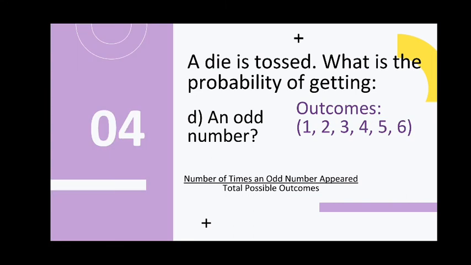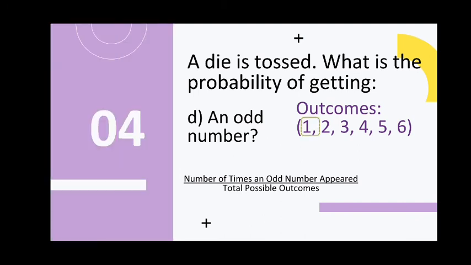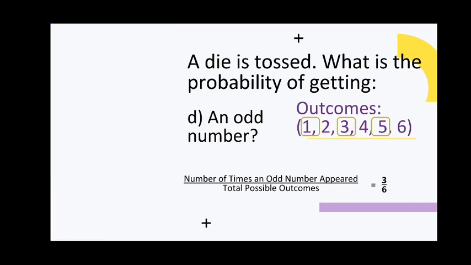Ngayon, i-identify natin ano-ano nga ba ang odd numbers dito. So, ang odd numbers dito ay 1, 3, and 5. So, ilan lahat sila? There are 3 odd numbers out of the total 6 total possible outcomes.